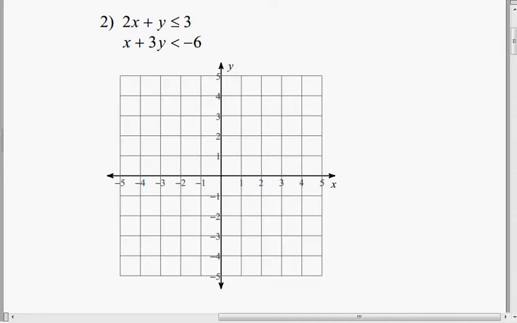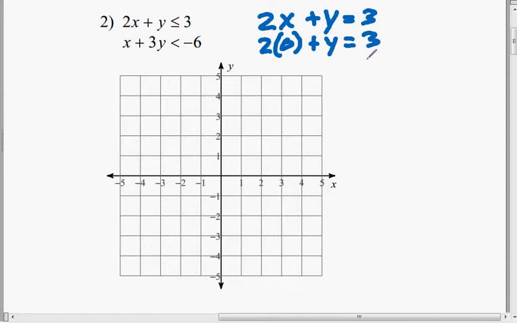So, once again, I'm doing equals. I always graph what's equal because that's my border line. That's how I do the line. 2x plus y equals 3. I'm going to try 2. I'll make x 0 plus y equals 3. If that's the case, if x is 0, then y equals 3. On the y-axis, x is 0, y equals 3.